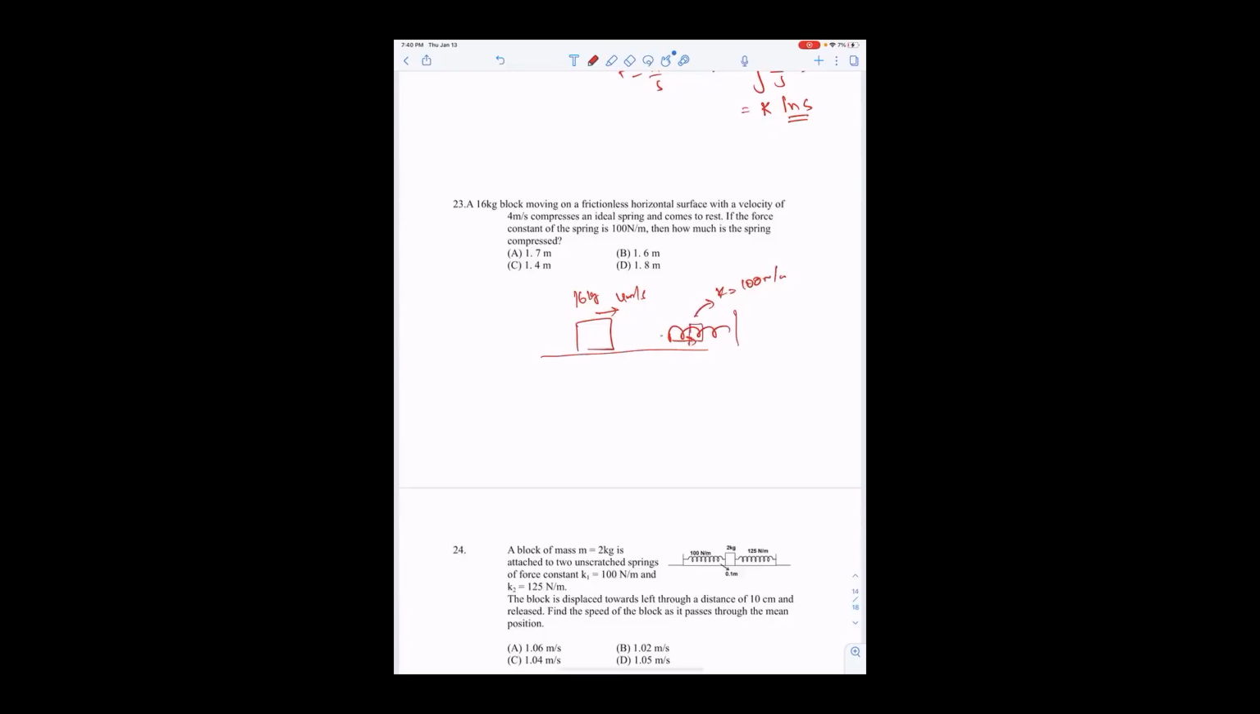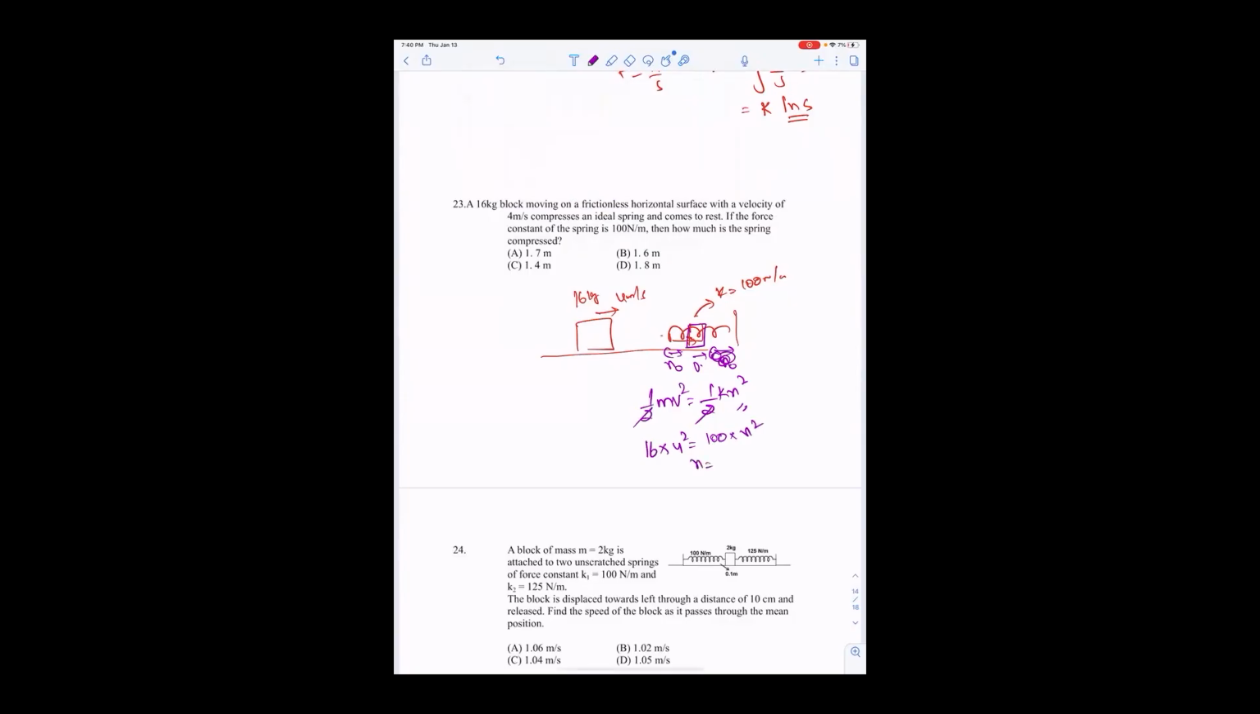So the block comes to rest somewhere here. Velocity is 0. And the compression in the spring is x naught. So half mv square, the energy lost, is equal to the energy in the spring, half kx square, the spring potential energy. So the 2 gets cancelled, mass is 16, v square is 4 square, k is 100, into x square.